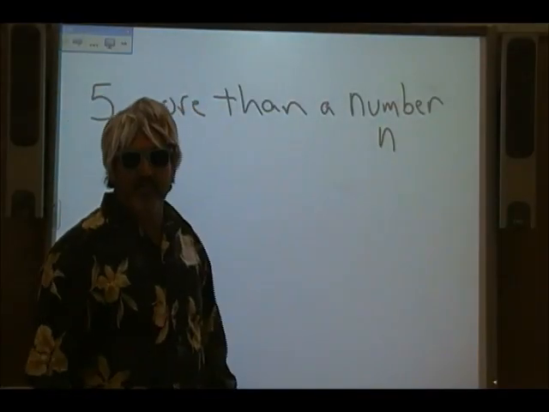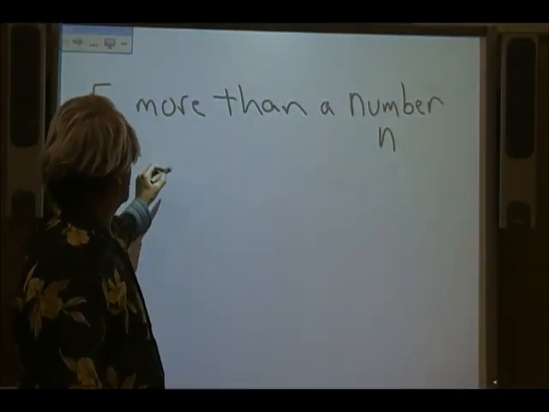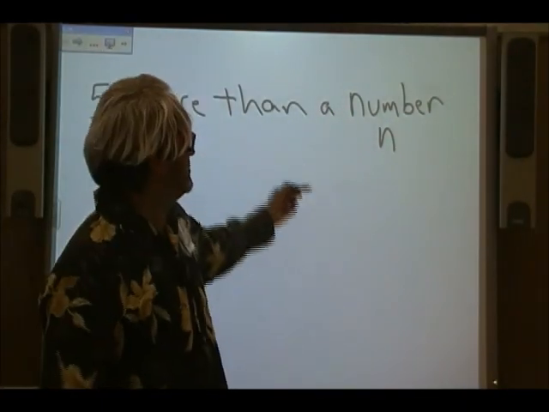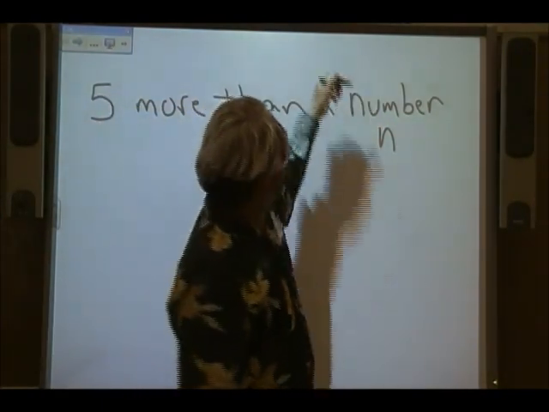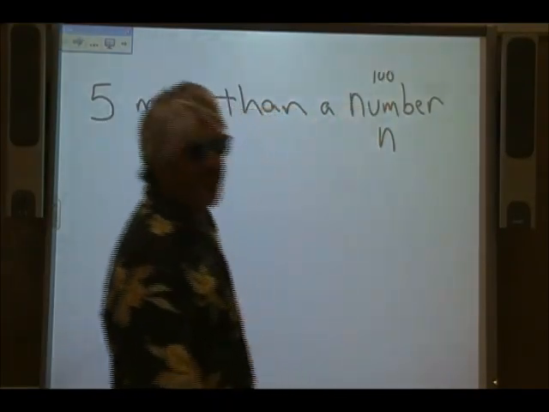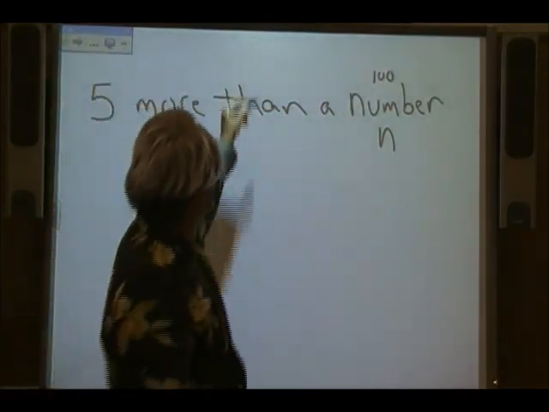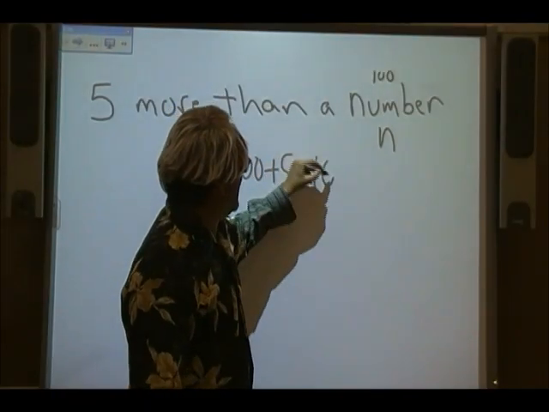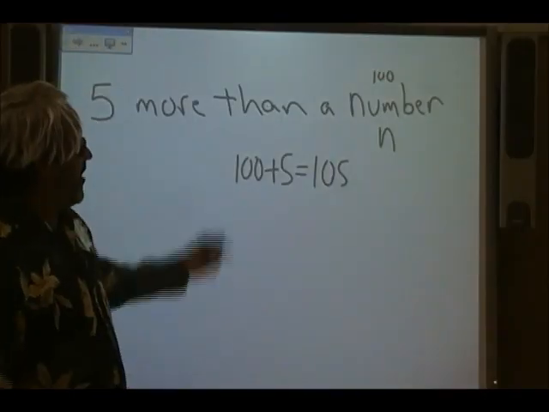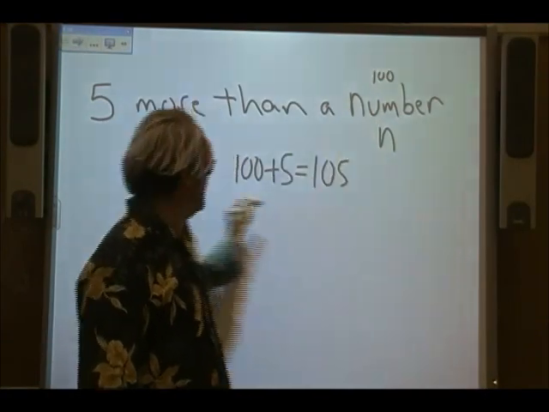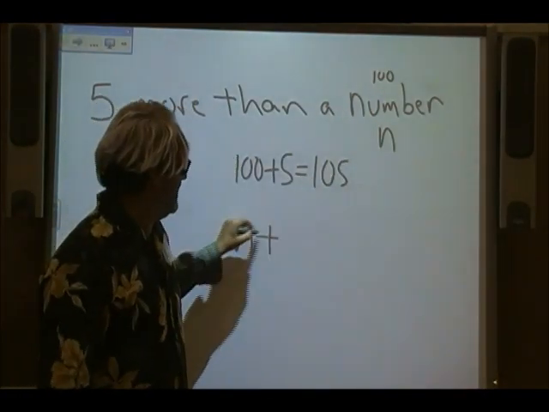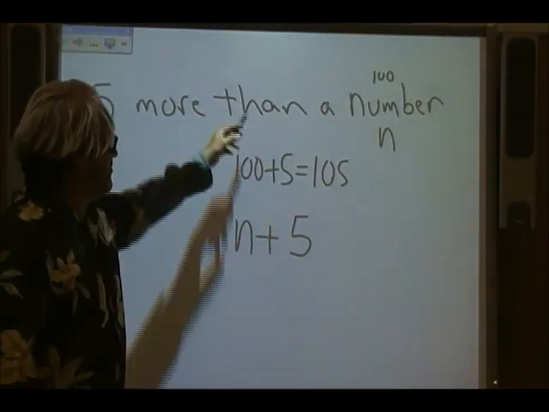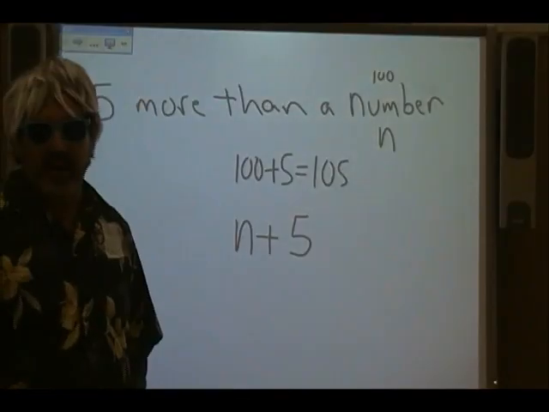Now, 5 more than a number. You can do it 2 ways. More than means you have more. So let's just say I put 100 in here. What's 5 more than 100? Well, that's 100 plus 5, right? It's 105. So all we do is substitute where you put the 100, put the n. So it's n plus 5. That's all 5 more than a number is: n plus 5.